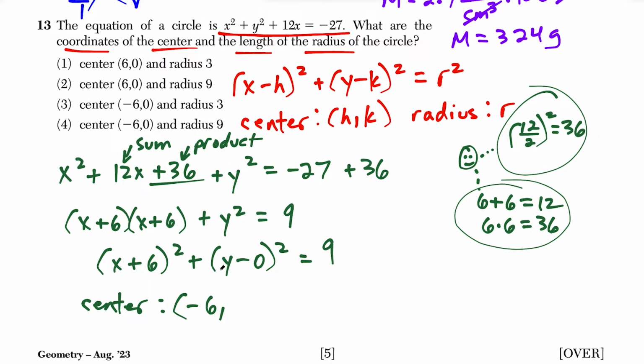And now I have y minus 0 squared, so that tells me that my y coordinate at the center is going to be 0. And now for the radius, the r value here, just be careful. The radius is being squared in the equation. So I have to take this 9 here and I have to take the square root of it. And the square root of 9 is equal to 3. So our center is going to be at negative 6, 0, and we have a radius of 3.